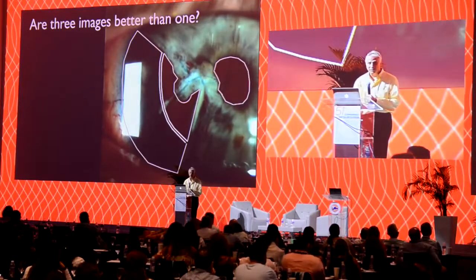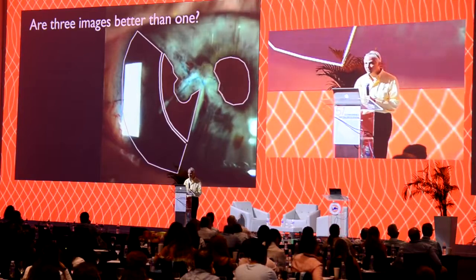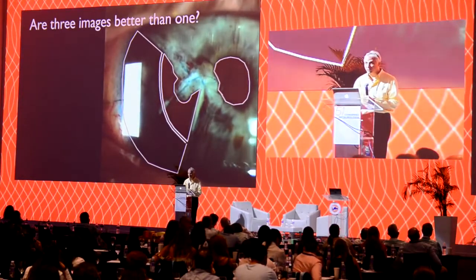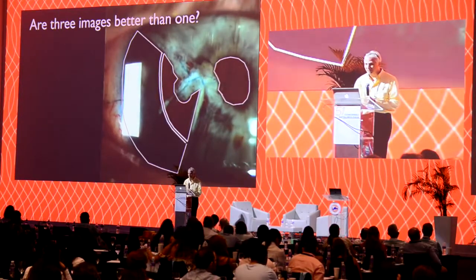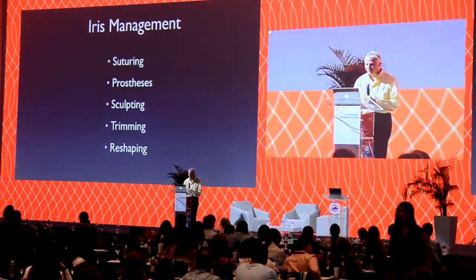Are 3 images better than 1? I think not. This IFIS patient had monocular triplopia. 1 image through the pupil, 1 image through the peripheral implant lens, and a shadowed image from outside the implant lens. Not a great situation. And of course, we all know about edge glare, and we talk about that a lot.